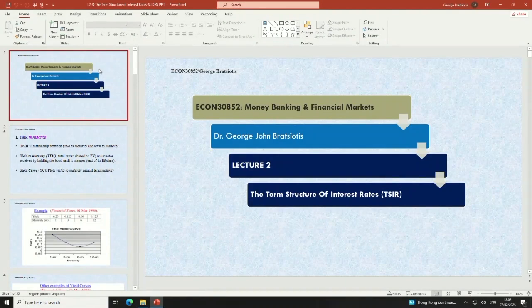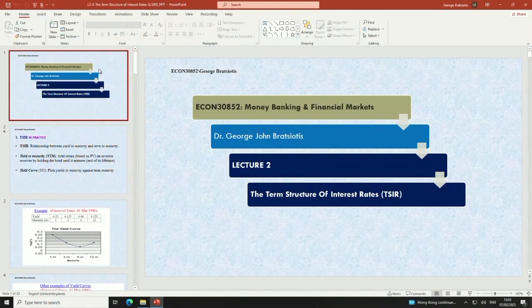So, I was saying that we're going to continue with the bond markets and we're going to look at the term structure of interest rates, or just the term structure as we call it. And as you can guess, the term structure has to do with the structure of different bonds of different maturity and how the interest rates are related.